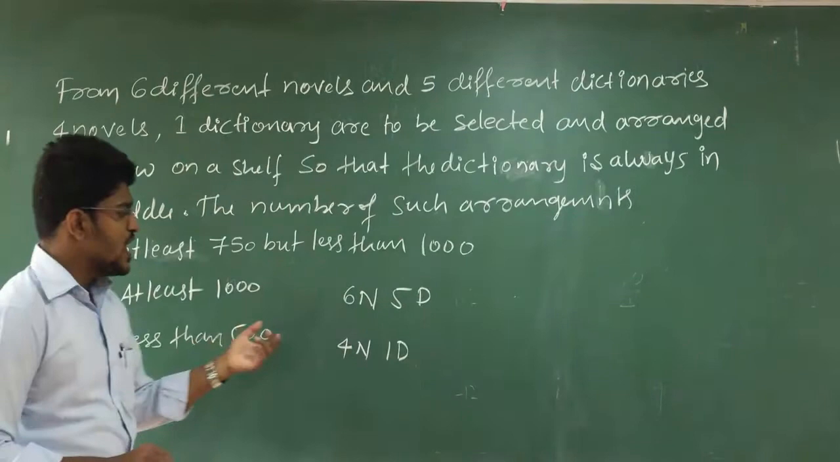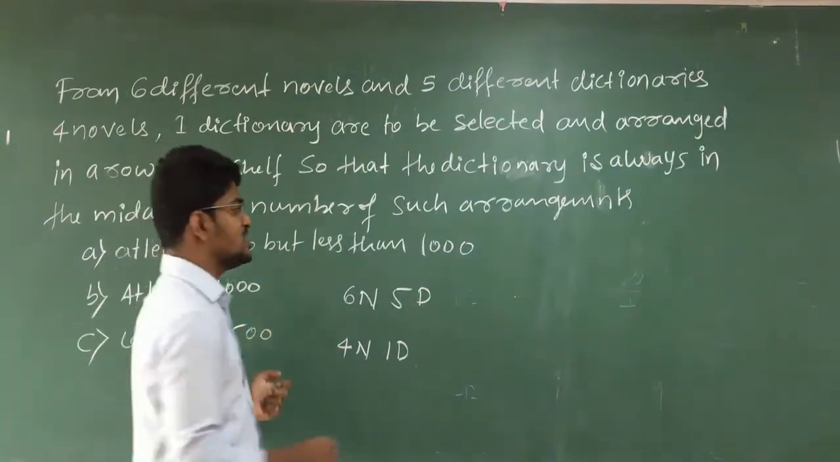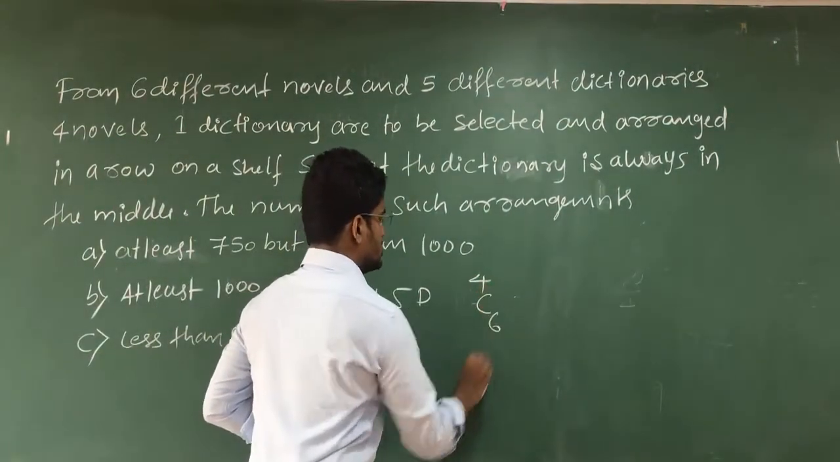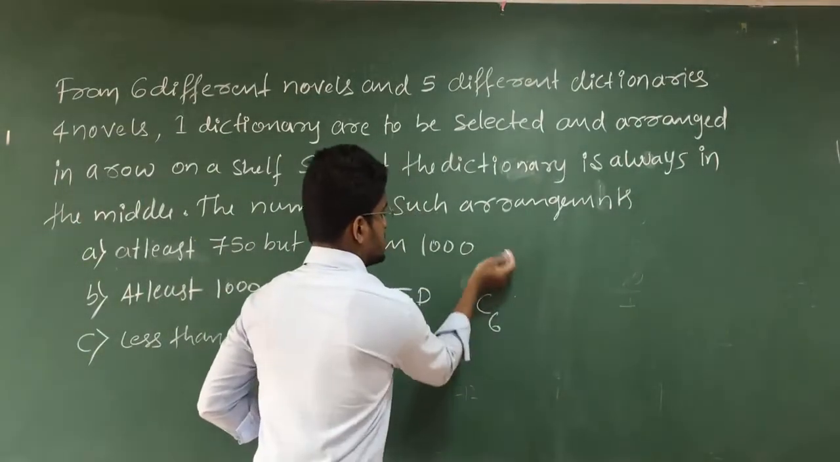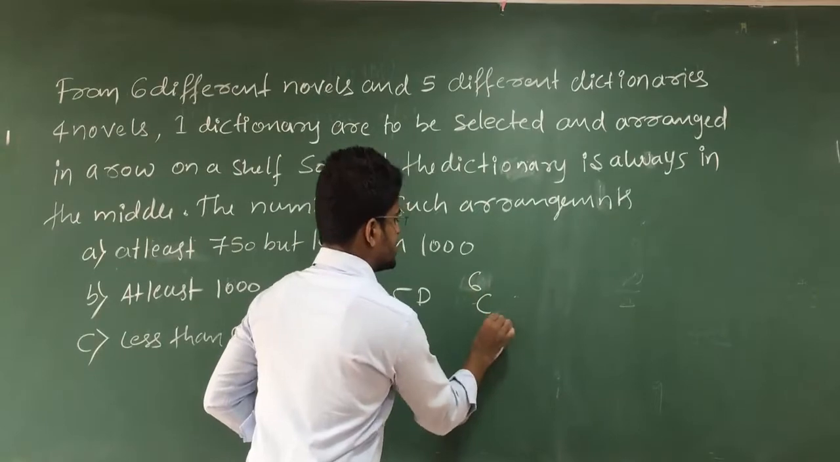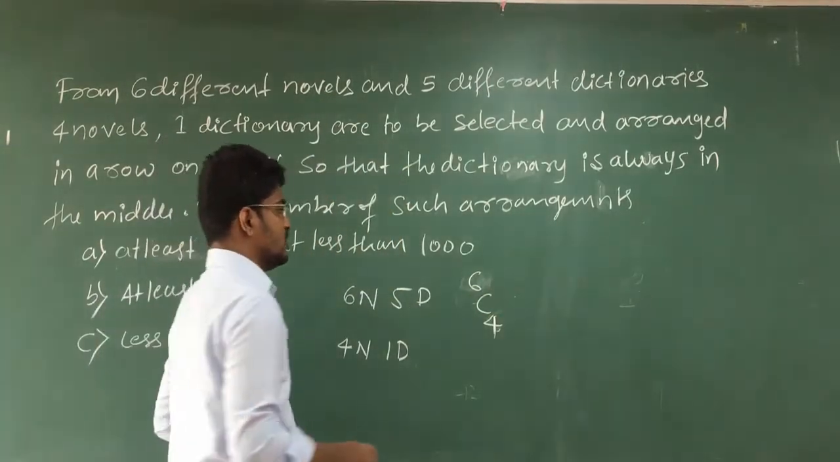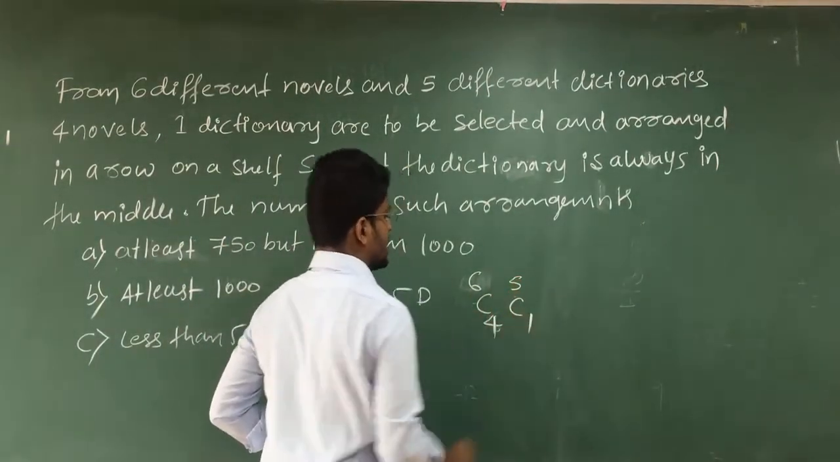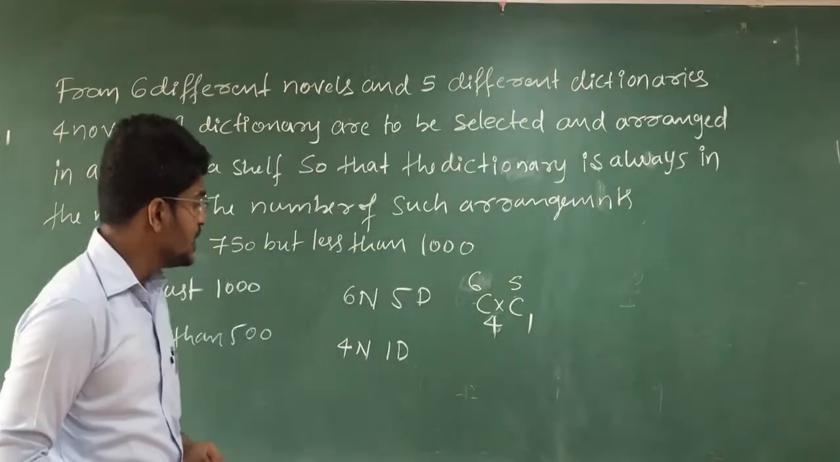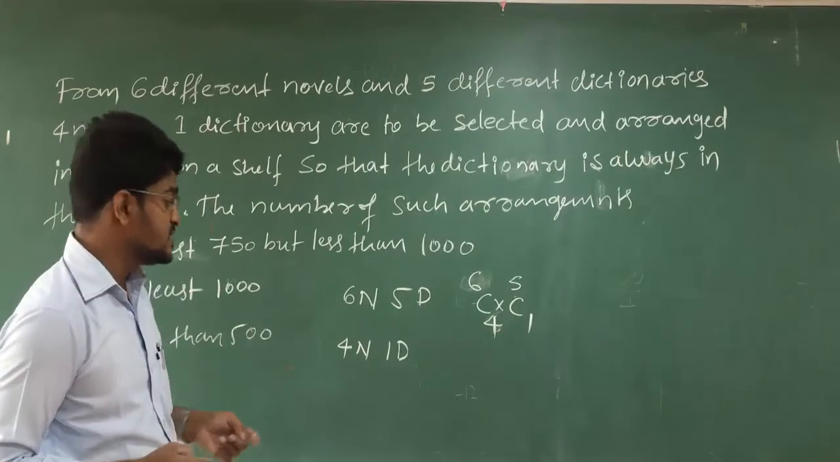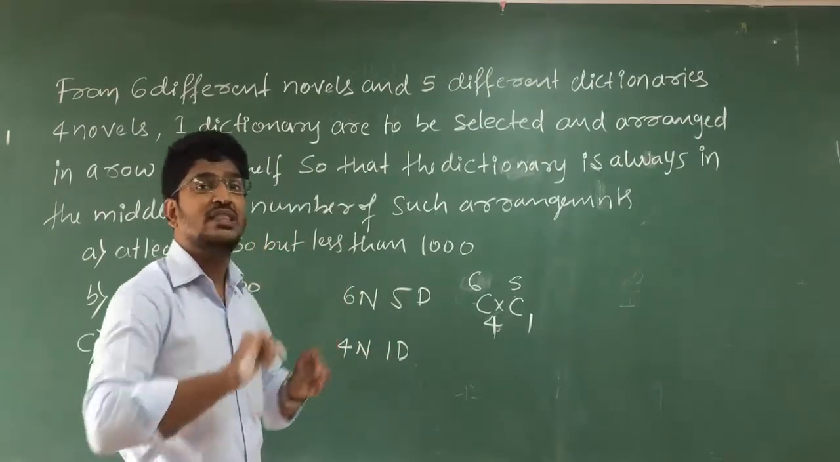Okay. So they have taken 4 novels from 6, that is 6C4. From 6 they have selected 4. Next, from 5 they have selected 1 dictionary. Clear? So this is your combination. Next there is one more condition, that is, one dictionary has to be in the middle.